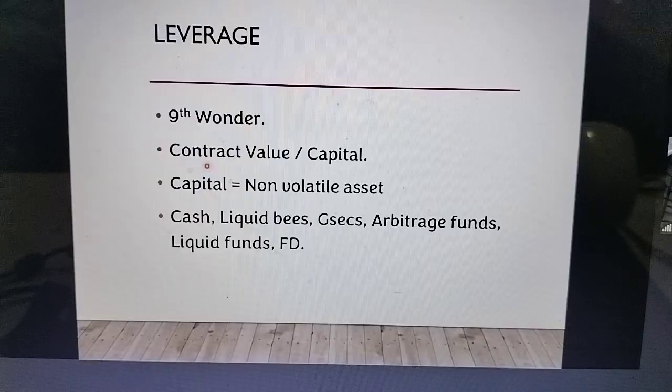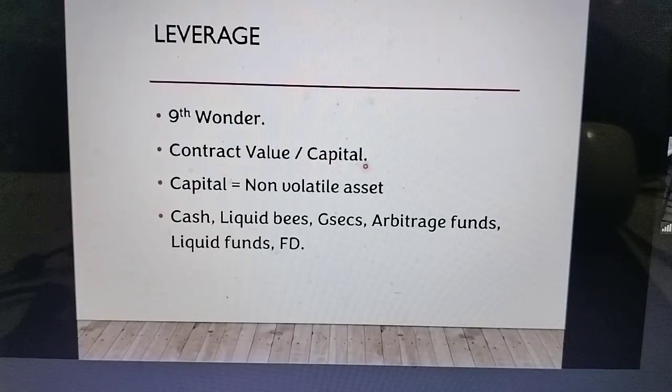So leverage is calculated by the formula: contract value divided by capital. Like in today's case, the Nifty is at 17,800. Contract value is 8,90,000, divided by the capital that we have. If you have 1 lakh and you put 1 lakh there, then it will become almost 8 times, which is the leverage that you are taking.